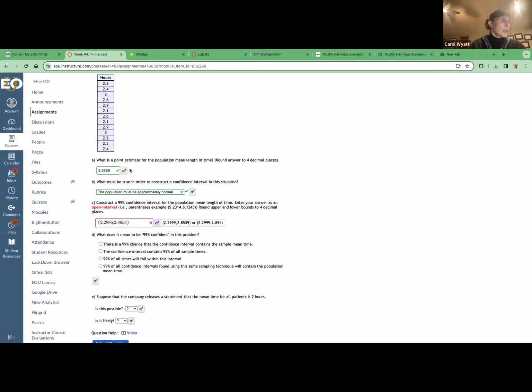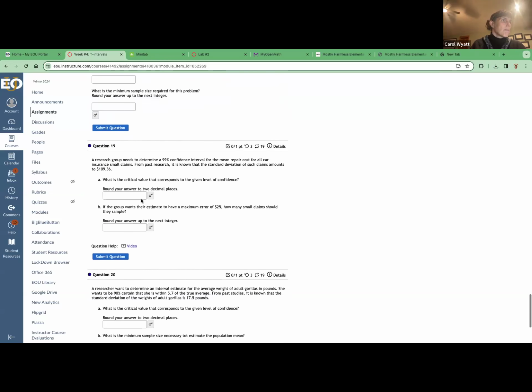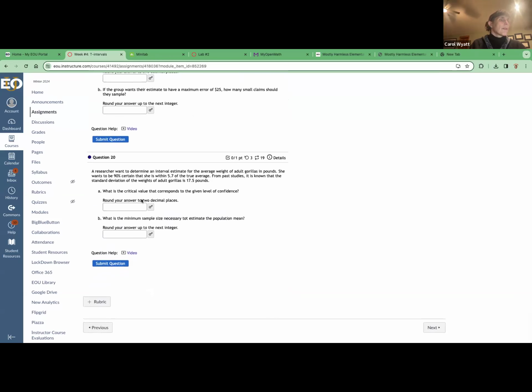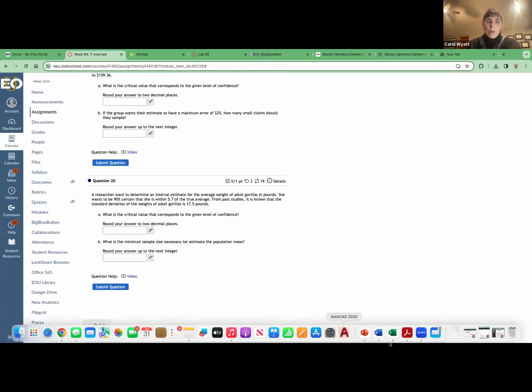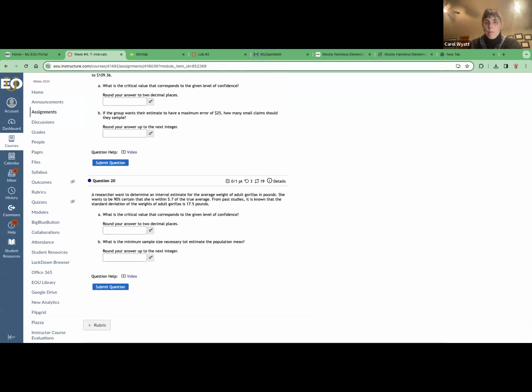Our question 20. The researcher wants to determine an interval estimate for the average weight of gorillas in pounds. She wants to be 90% certain. So this is the minimum sample size problem, and I'm going to write out the formula for you, and then you can see where it comes from, hopefully.